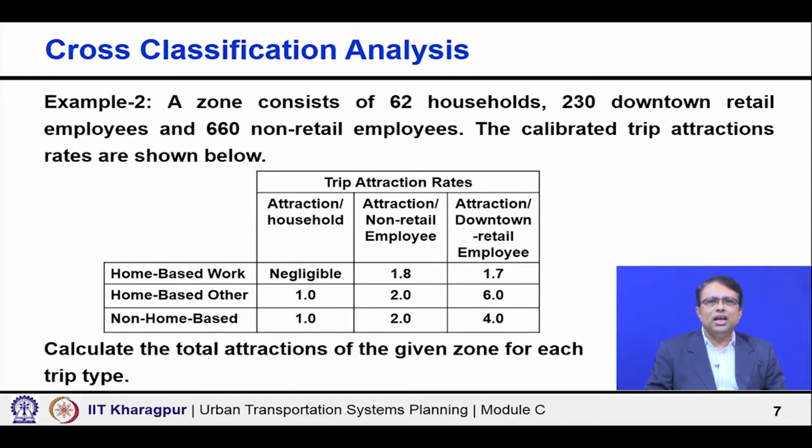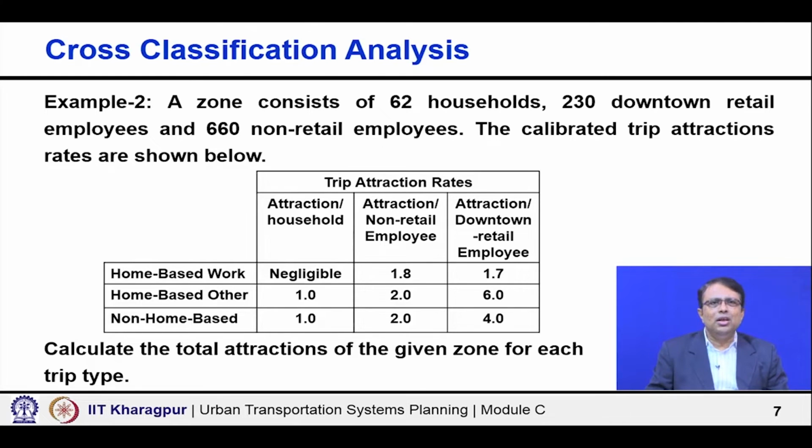So, you can see that the trip attraction rates are given for home based work, home based other and non home based, and then 3 types of employment or attractions. What are the rates? One cell it is negligible, so you can assume it to be 0. In the other cases the rates are given.